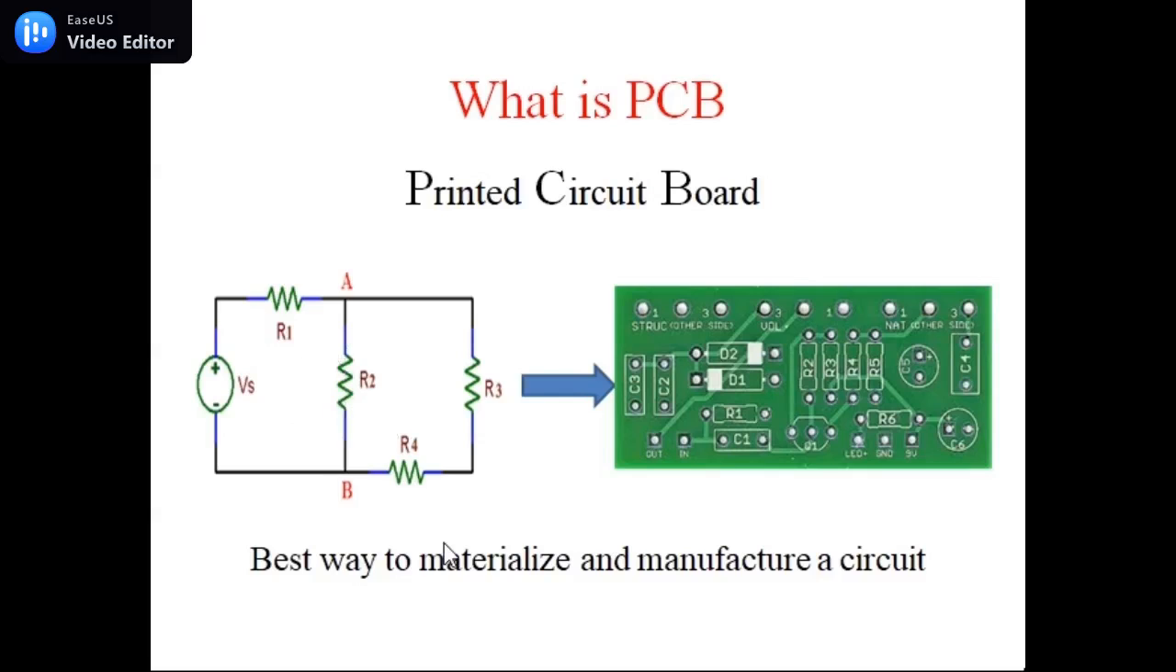But when we have to actually manufacture the circuit to use in real life, we need to give a solid and concrete form to it. It cannot be just on paper or some interconnection of electronic components, and for that sake we need to create a PCB, or printed circuit board, out of this circuit. So as per the definition, a PCB is the best way to materialize and manufacture the circuit. We can define PCB as the best way to materialize a circuit.